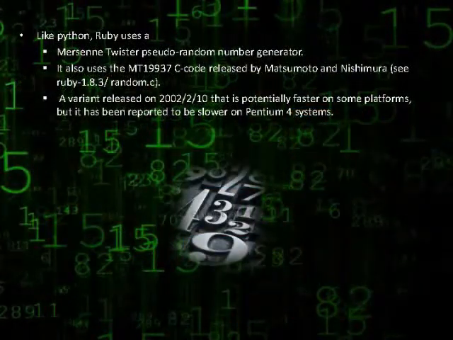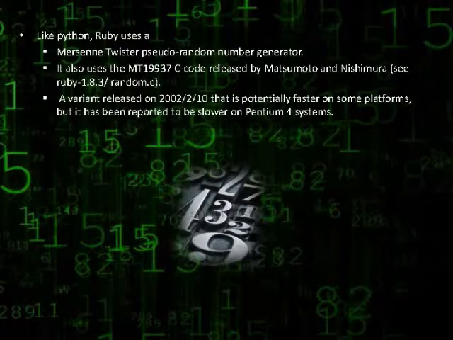Like Python, Ruby uses a Mersenne Twister pseudo-random number generator. In fact, it also uses the MT19937 C code released by Matsumoto and Nishimura. However, Ruby uses a variant released on 2002-10 that is potentially faster on some platforms, but it has been reported to be slower on Pentium 4 systems. On the Mersenne Twister homepage, this release is listed as the version considering Shawn Cokus's code and dated 2002-11.